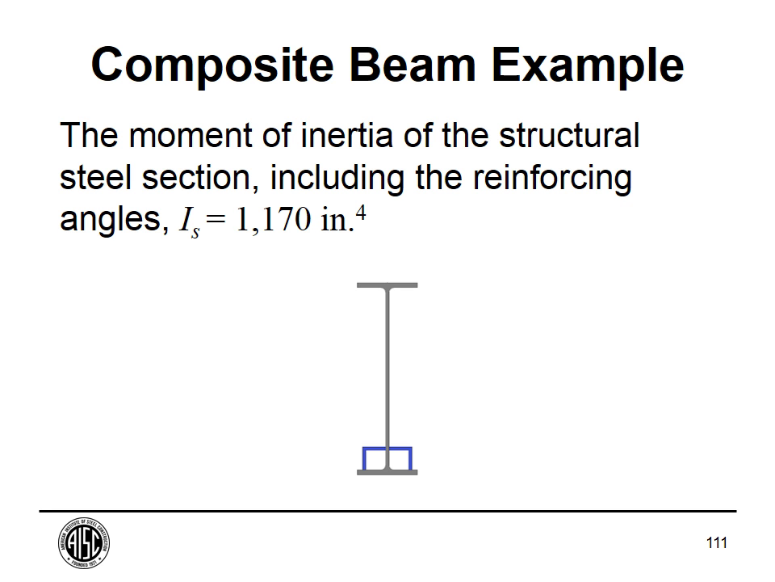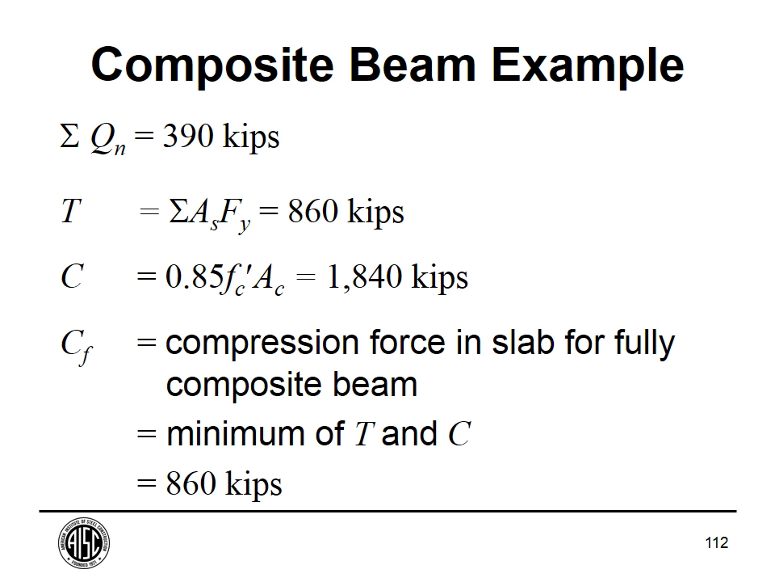For the steel, all I did was wipe out the concrete part on top, and I kept the angles and ran the program again. I came up with an I sub S of 1,170 inches to the fourth. And we know what the stud strength is, 390. To find C sub F, we need to know T, which is the yield strength of the beam, 860 that we calculated earlier, and C, which is the concrete compression strength that we calculated earlier. So take the minimum of T and C and come up with C sub F equals 860 kips.